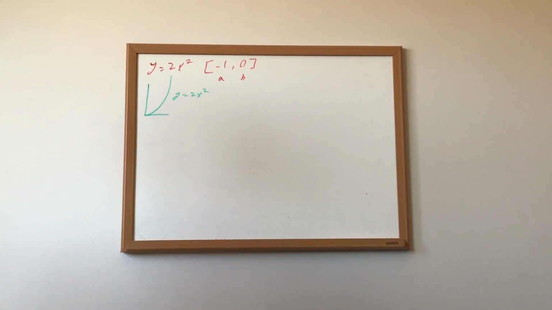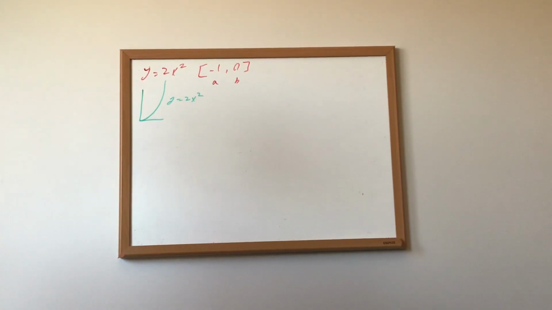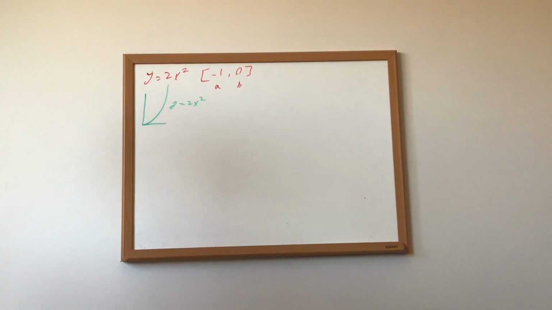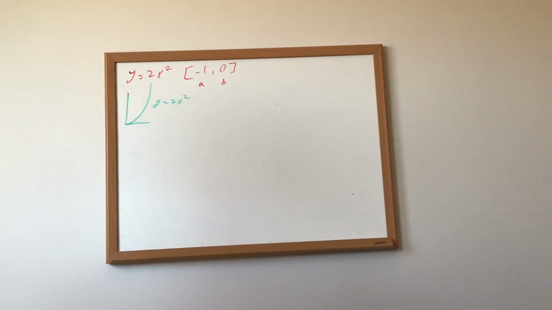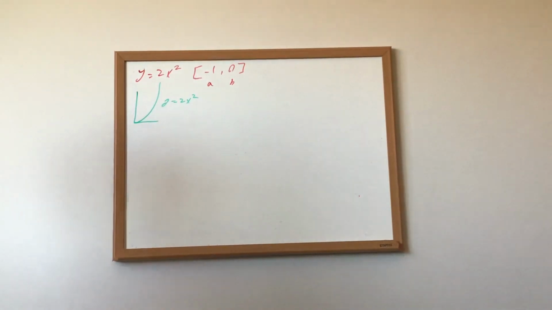Today I want to teach you how to find the area under the curve and above the x-axis of a function. The question says y equals 2x squared, and our job is to find the area under the curve and above the x-axis of this function on the interval from -1 to 0.